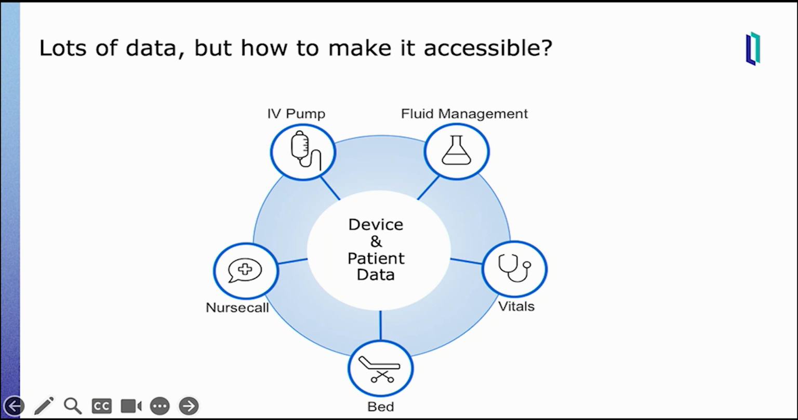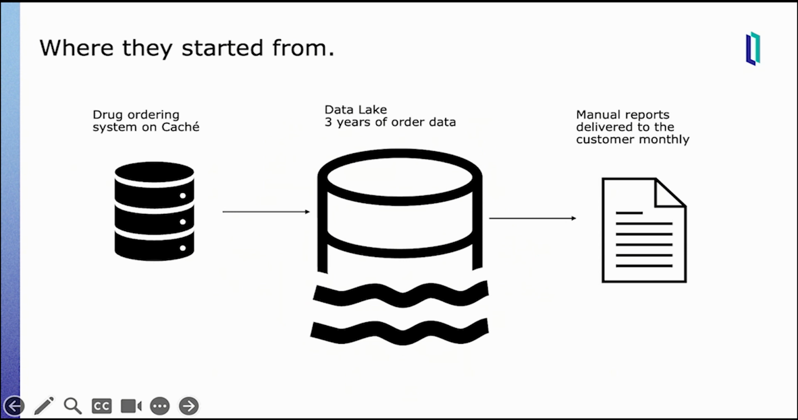There we go. And we were approached by just such a company. And they were already collecting this data. And they were already starting down their own path trying to use this data. In fact, what they actually had was a drug ordering system that happens to be built already on Cache with plans to move to IRIS. They were dumping all of that into a data lake, 3 years worth of it, in fact, to be exact. And they had a big team.